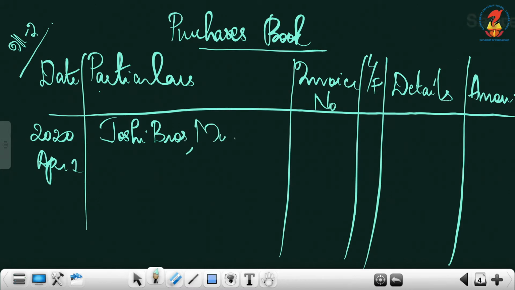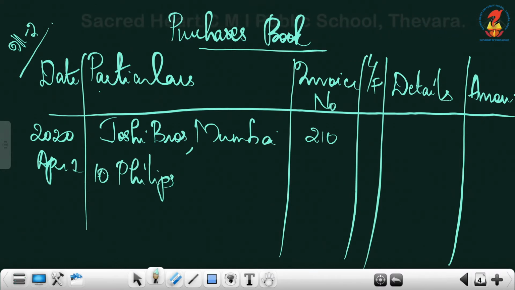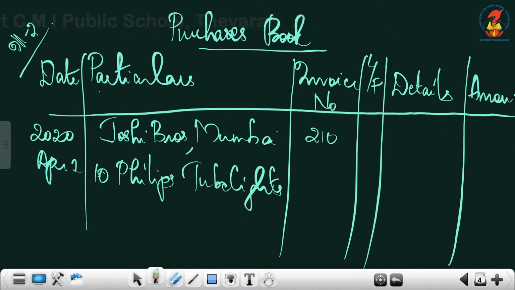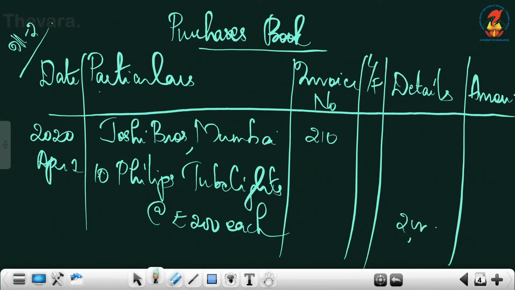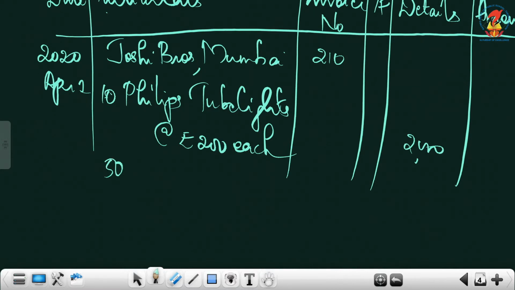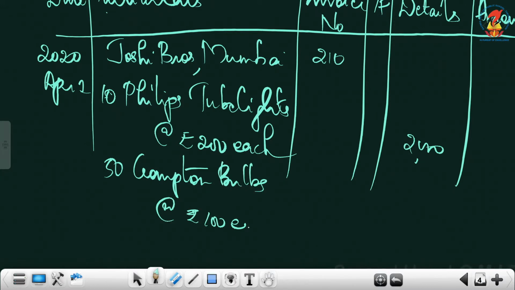It is Mumbai. Invoice number 210. And the item, exactly the same sentence given in the question. 10 Philips tube lights at the rate of rupees 200 each. So it will be 200 into 10, 2000. Then 50 Crompton bulbs at the rate of rupees 100 each. So it is 5,000.